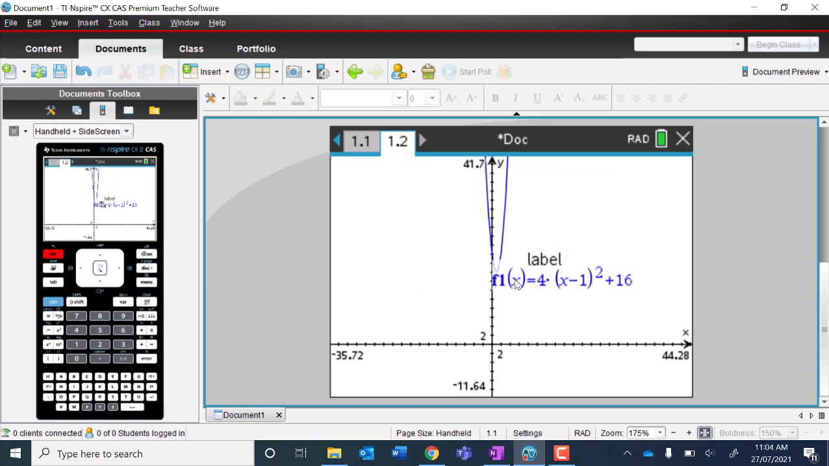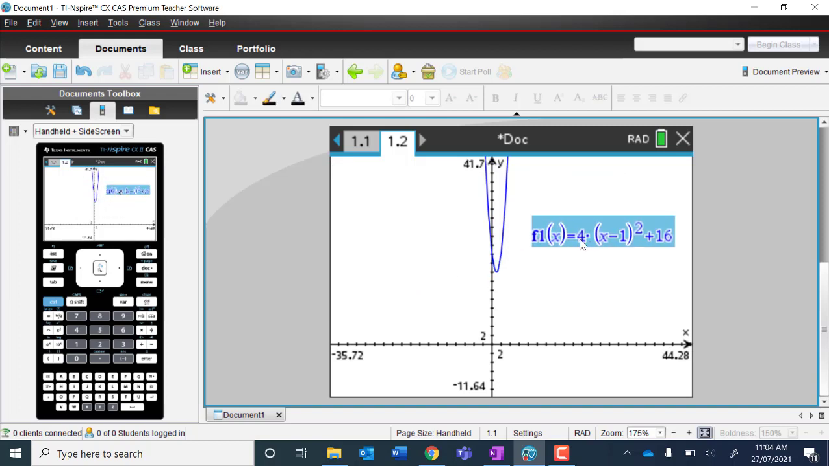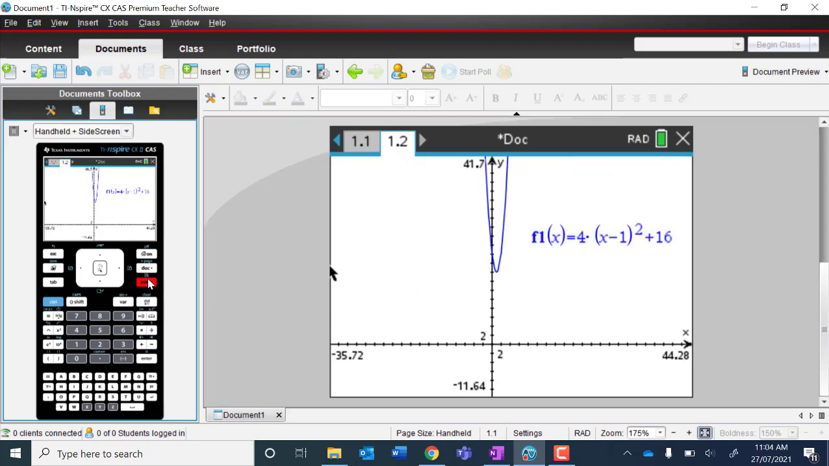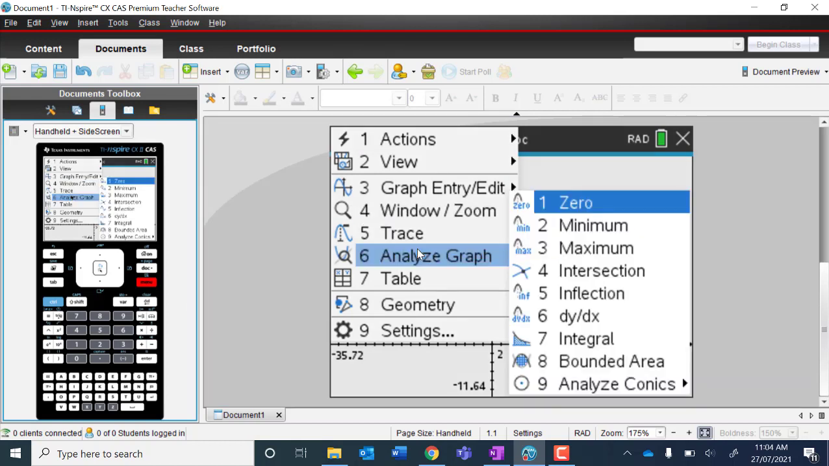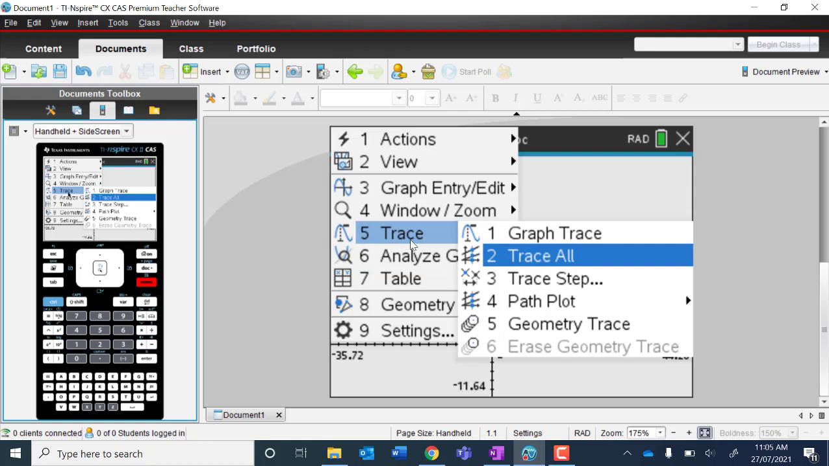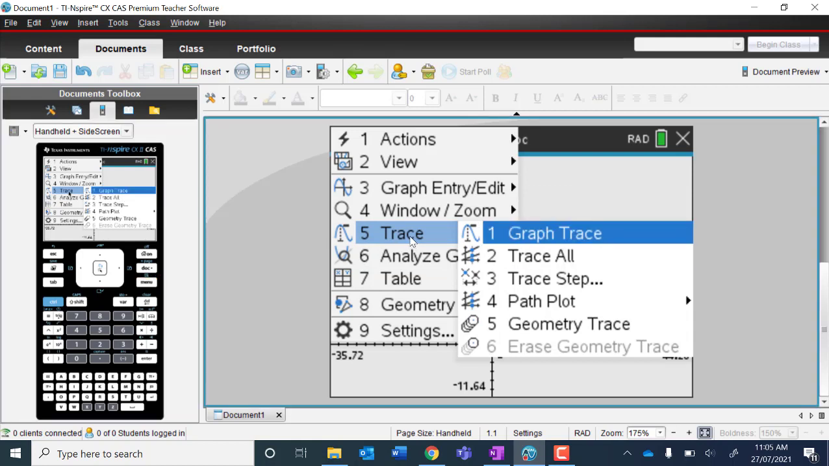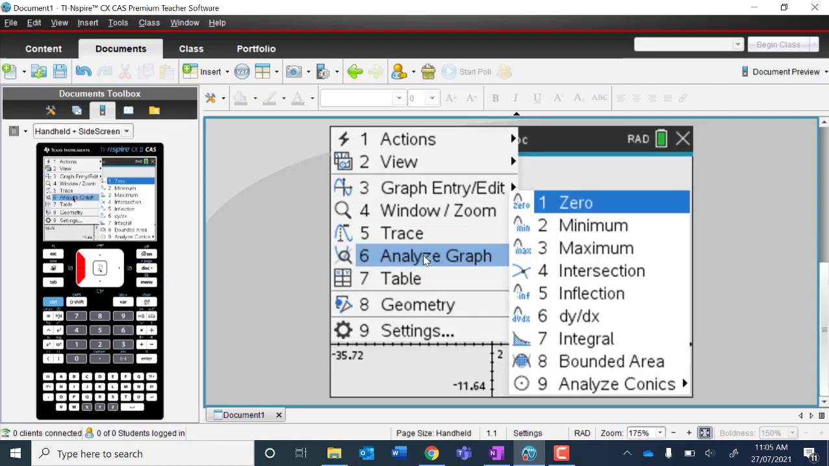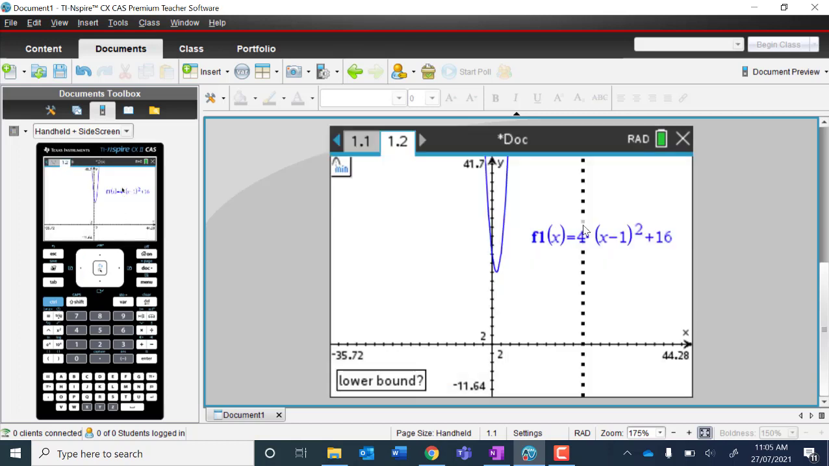Now I'm going to get my little mouse. I'm going to move that across here. And I'm going to go to Windows and we're going to analyze the graph, and we're looking at this time, because this one's a happy quadratic parabola, we're going to analyze graph, and this has got a minimum. Pick a point to the left, pick a point to the right. As you can see there, we've got a turning point at (1, 16). That is for the graph of 4(x - 1)² + 16.